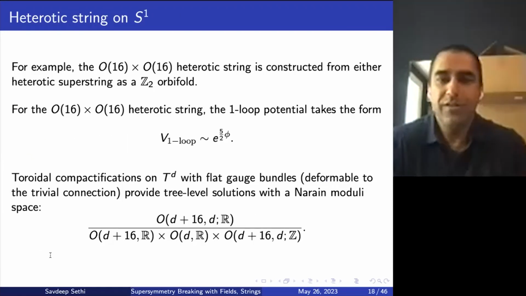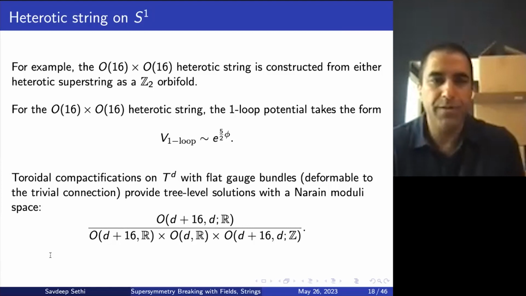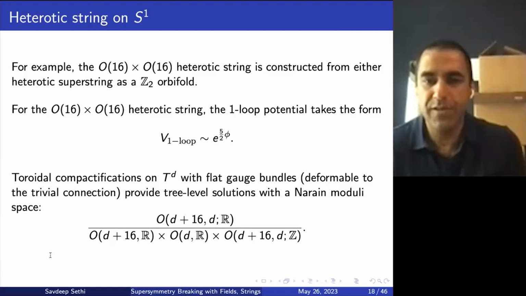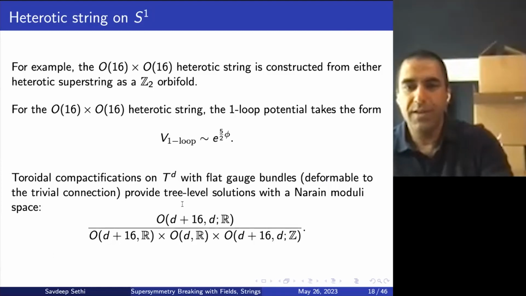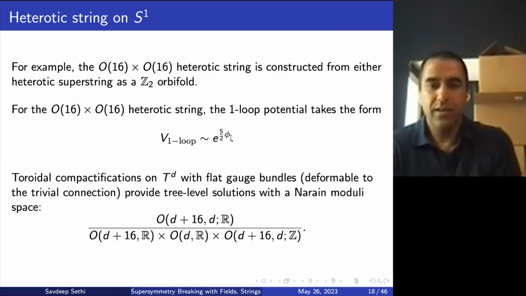For example, the O(16) cross O(16) heterotic string can be constructed as a Z2 orbifold of either of the superstrings. And in that particular case, the one loop potential is some number which is finite and computable, the one loop coefficient times this power e to the 5 halves phi in 10 dimensions.